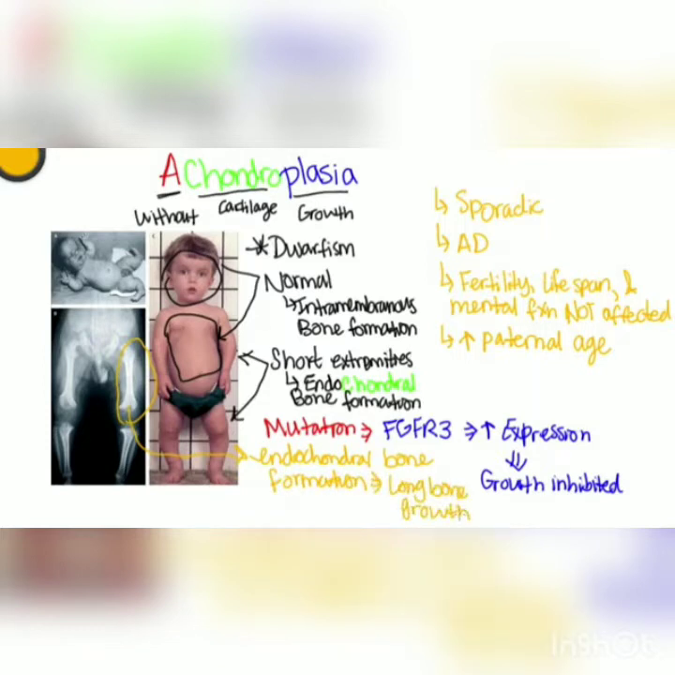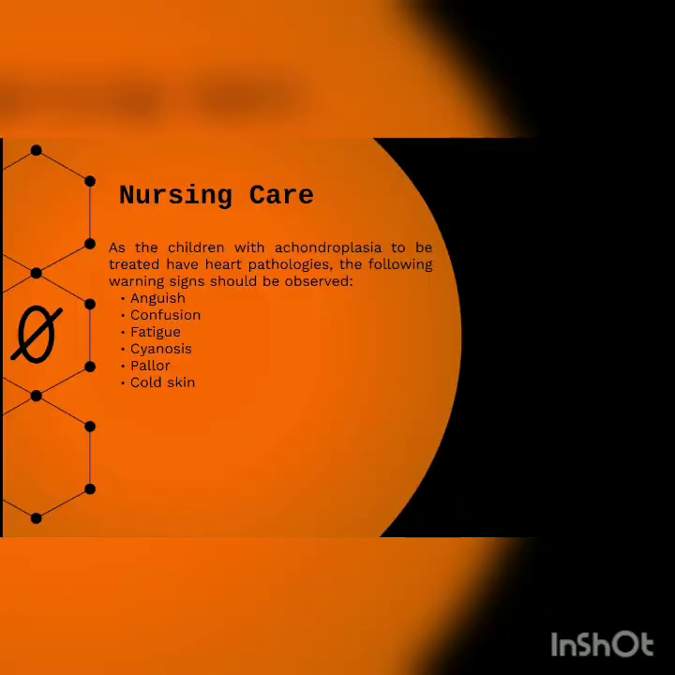In summary, achondroplasia refers to impaired cartilage proliferation that inhibits growth plate and long bone formation, and these individuals end up with short extremities. However, their head and trunk are normal. And the mutation is an overexpression of FGFR3. It is an overexpression of FGFR3 that leads to inhibition of growth. Nursing care. As the children with achondroplasia to be treated have heart pathologies, the following warning signs should be observed: anguish, confusion, fatigue, cyanosis, pallor, cold skin.